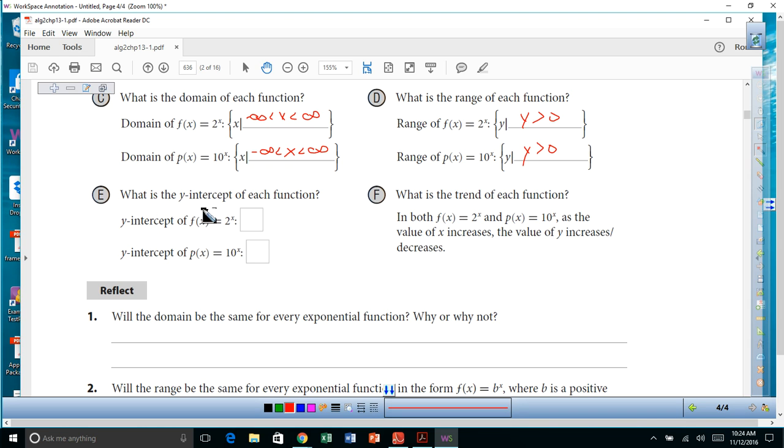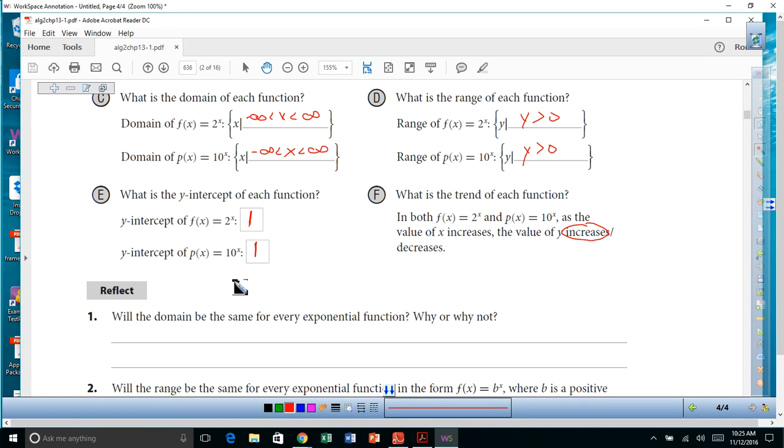What is the y-intercept of each function? The y-intercept of f of x equals 2 to the x is 1. That's where it crosses the y-axis. Same thing with p of x. It crosses the y-axis. What is the trend of each function? In both f of x and p of x, as the value of x increases, the value of y increases.